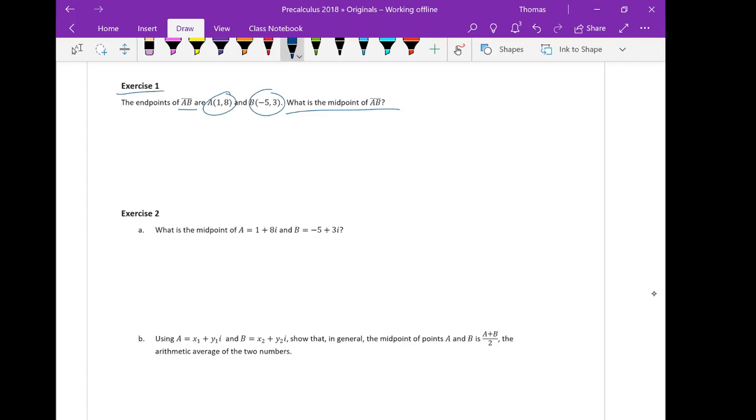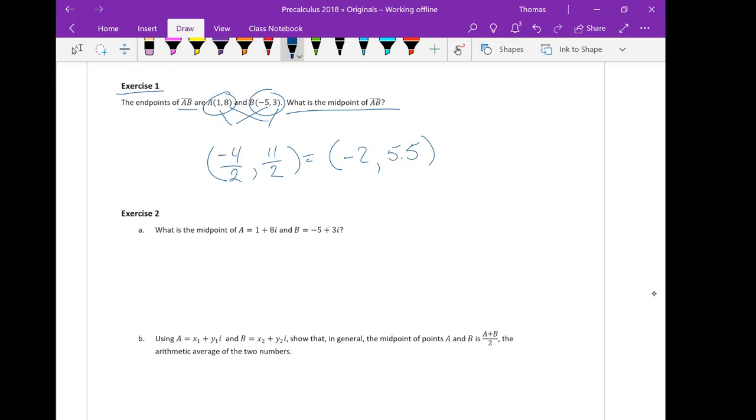So again, we could just apply our formula really quickly. I know I'm summing up my x's. 1 plus -5 is -4 over 2, comma, and then for the y's, 8 plus 3 is 11 over 2, which is just going to be -2. And then 11 over 2 we could leave as a fraction, or we could write as 5.5.